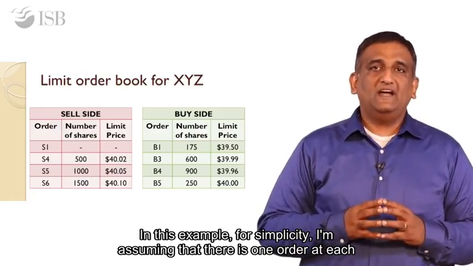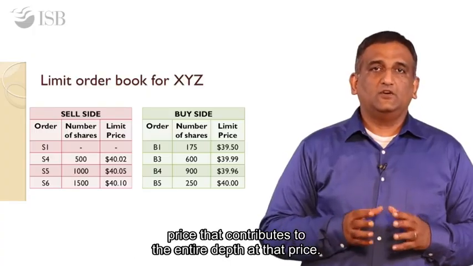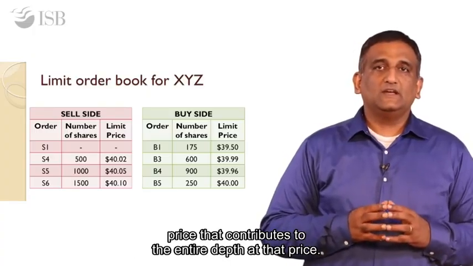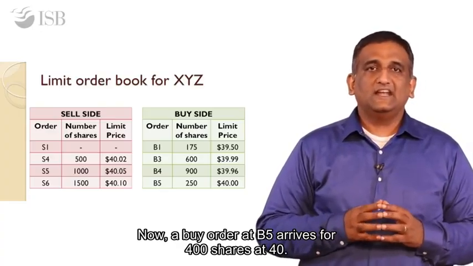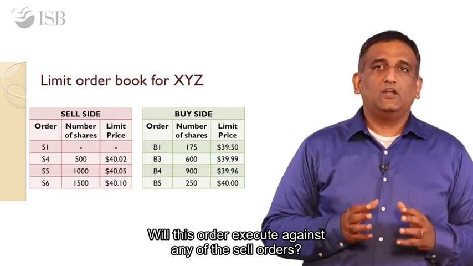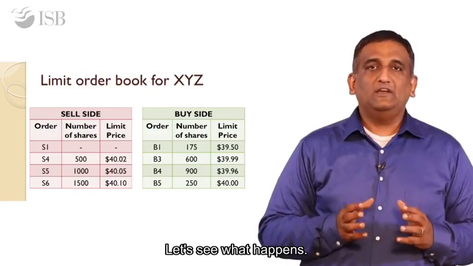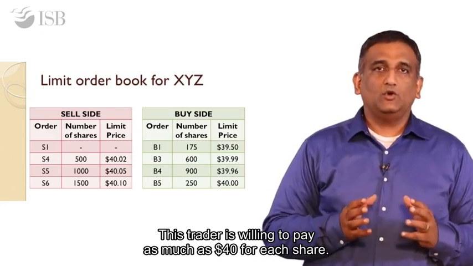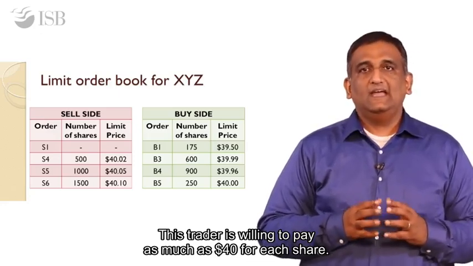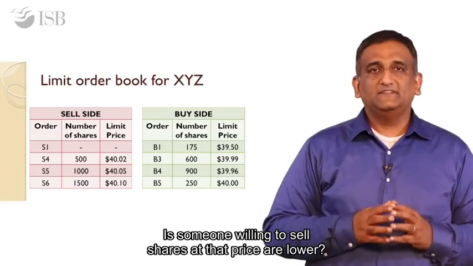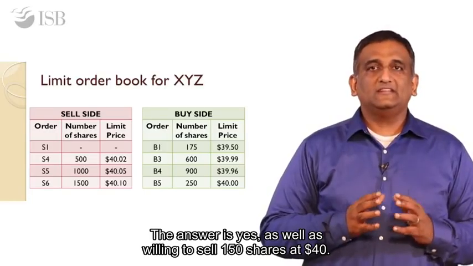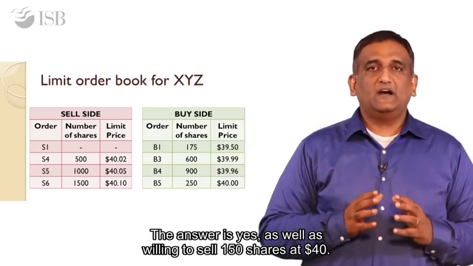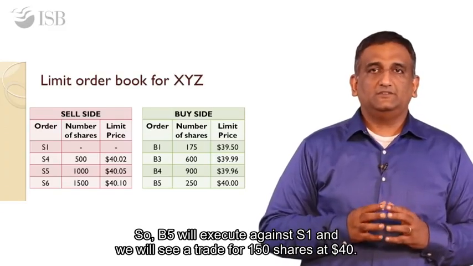Now a buy order B5 arrives for 400 shares at 40. Will this order execute against any of the sell orders? Let's see what happens. This trader is willing to pay as much as $40 for each share. Is someone willing to sell shares at that price or lower? The answer is yes. S1 is willing to sell 150 shares at $40. So B5 will execute against S1 and we will see a trade for 150 shares at $40.